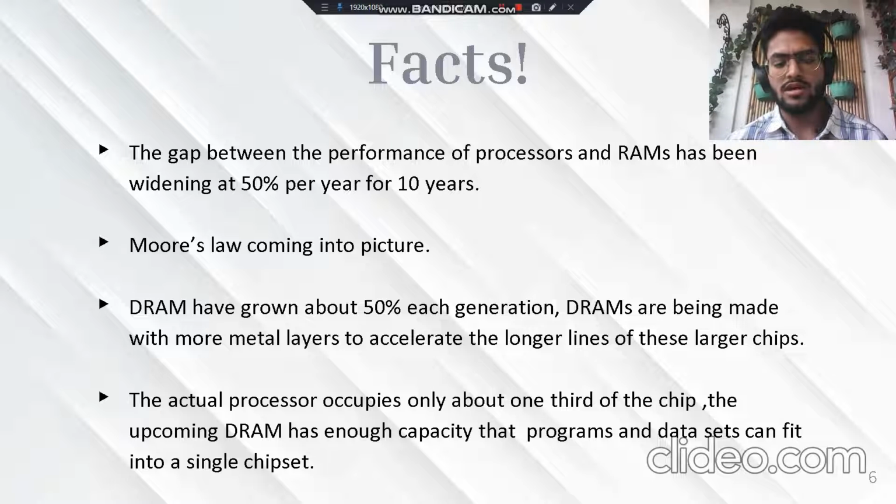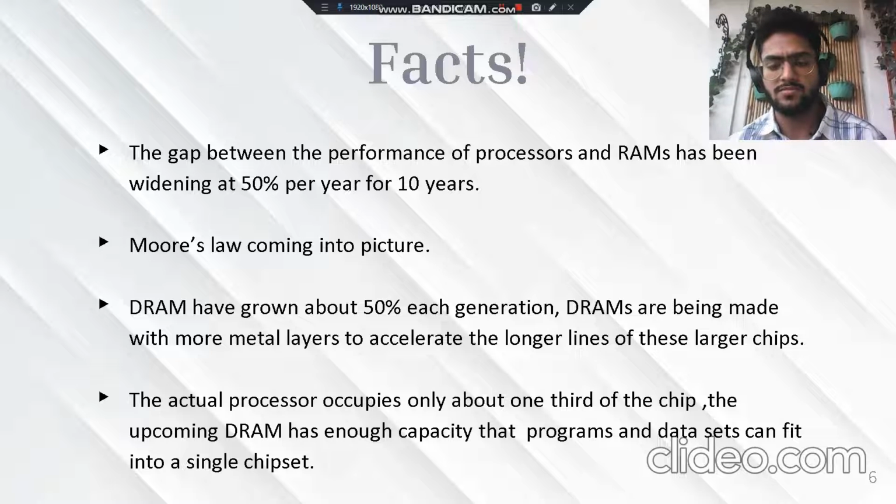Second, Moore's law. As we all know what Moore's law is, I'll not be talking about it in this video. DRAM. DRAM is dynamic RAM, that basically means normal RAM. So DRAM has grown about 50% each generation. DRAMs are being made with more metal layers to accelerate the longer life. This basically means that if they want to increase the memory of a processor, then DRAMs are made by adding more metal layers to accelerate the larger chips, so that they can hold more transistors, therefore increasing memory. Lastly, the actual processor occupies only about 1/3 of the chip.